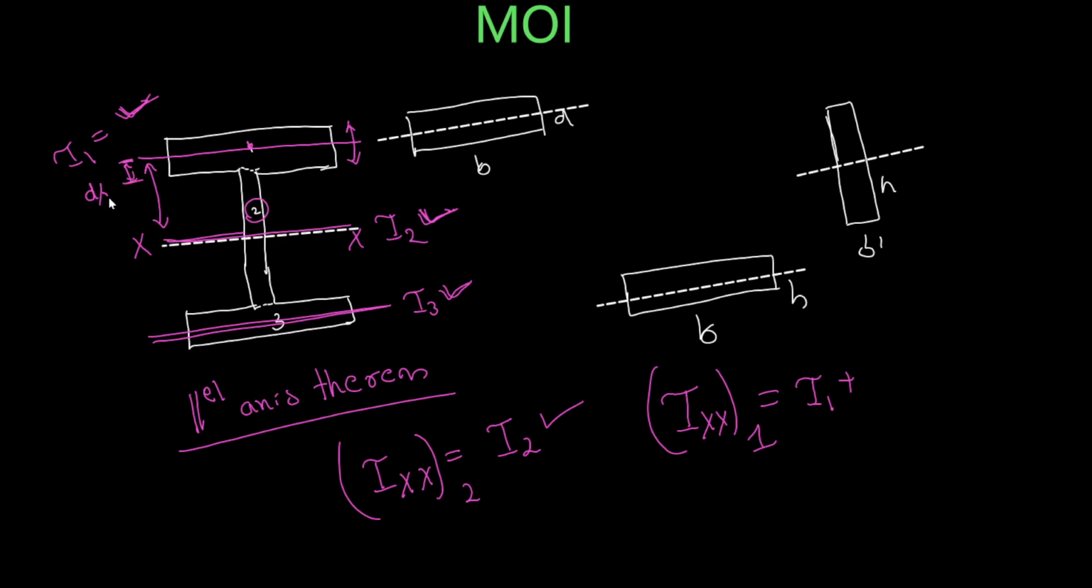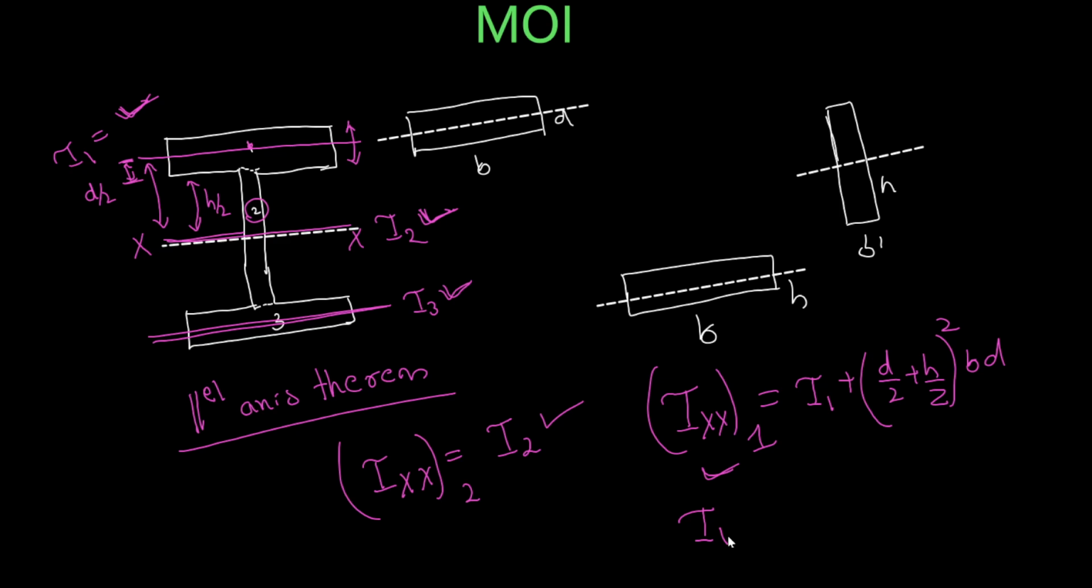This much is d by 2. Again you have height h, so this one is h by 2. So d by 2 plus h by 2. This is the distance. You have to take the square, then you have to write the area, that is nothing but b into d. So you got Ixx of the same.